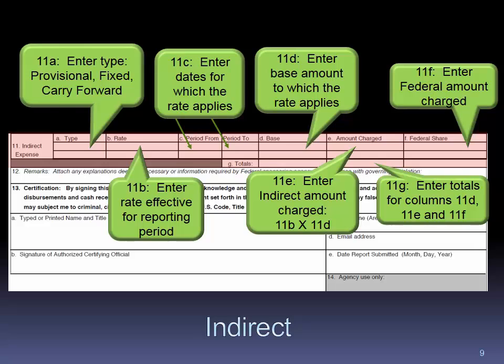Another note, you cannot claim indirect costs if there is a restriction on your NGA under conditions. To get the restrictions lifted, you must submit a current indirect cost rate agreement to A&A through Grant Solutions. For more information, please contact your grants management specialist.